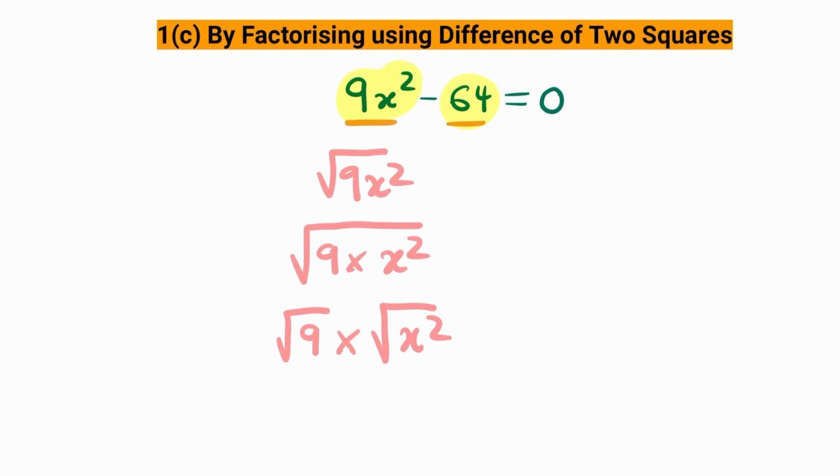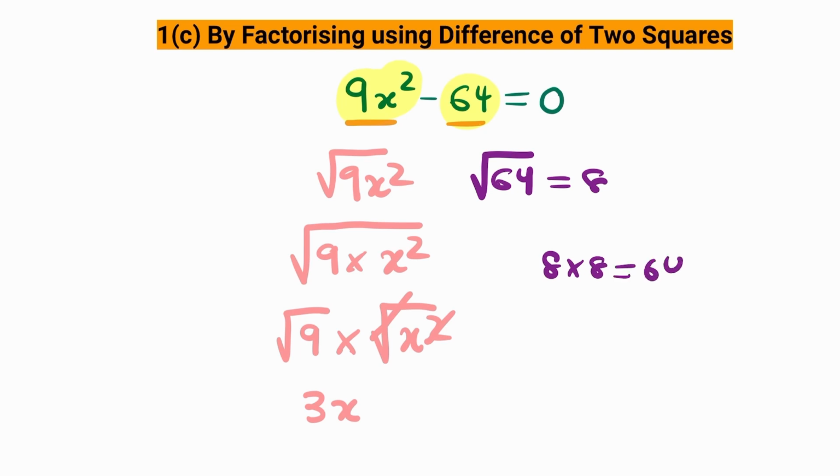Now we can simplify. What is the square root of 9? The square root of 9 is 3. And what is the square root of x squared? Here we can cancel out the square root and the square sign. So what will be remaining? It will be x. 3x. What about 64? Let's take the square root of 64. The square root of 64 is equal to 8. Why? Because 8 multiplied by 8 is equal to 64.